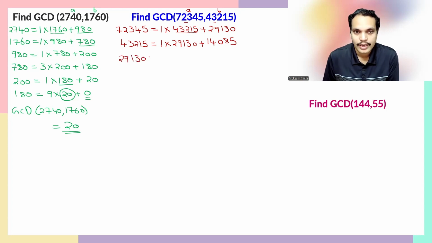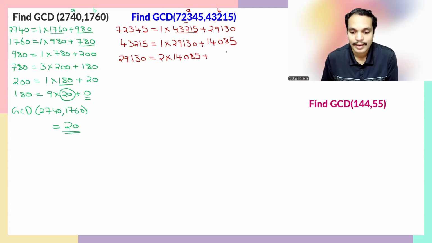So 29,130 can be written as, if you divide it by 14085, if you take 2, 2 5s are 10, 2 8s are 16, 28,170 will be the answer. So the quotient will be 2 into 14085 plus what will be the remainder? The remainder will be 960. Once again, I got a non-zero remainder. I continue the process.